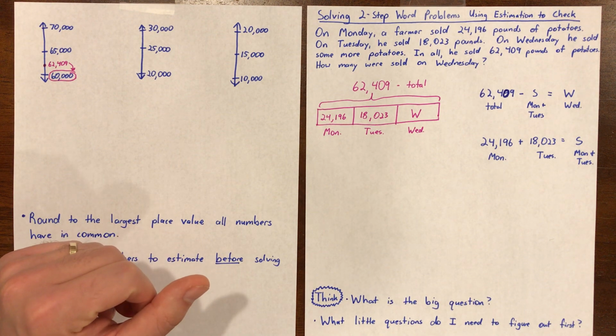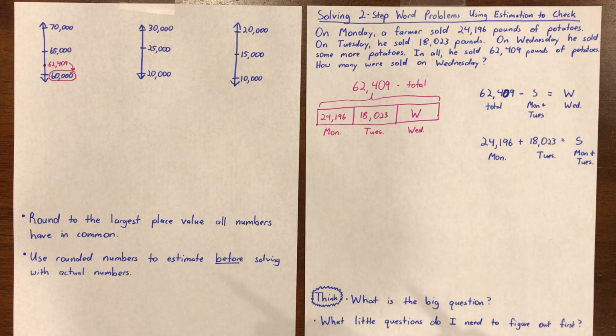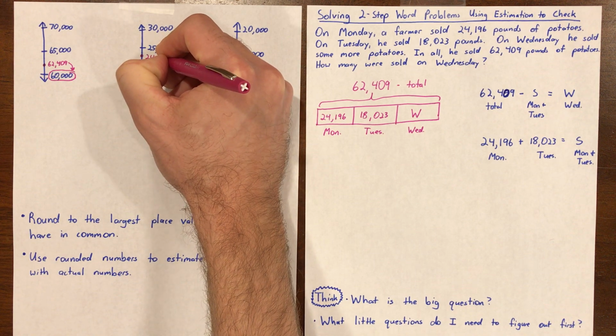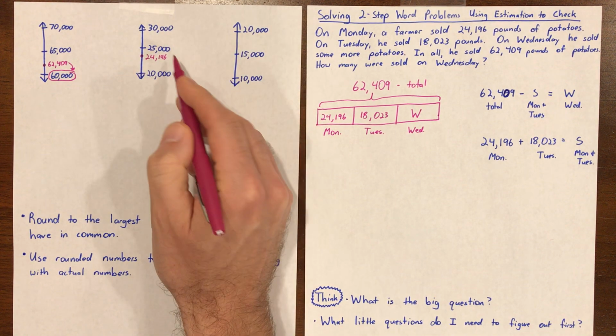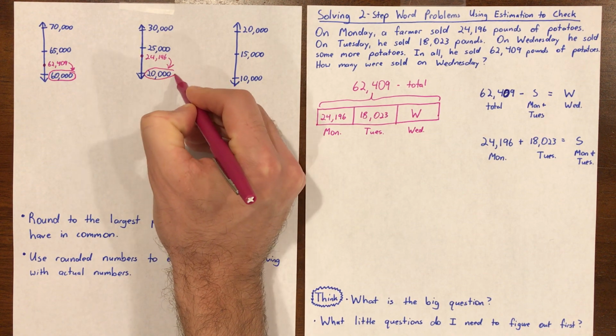24,196? What's that going to be closer to? 20,000 or 30,000? Say it out loud. Yep, 20,000. 24,196 comes right before the midpoint of 25,000, so it will also round down to 20,000 in this case.